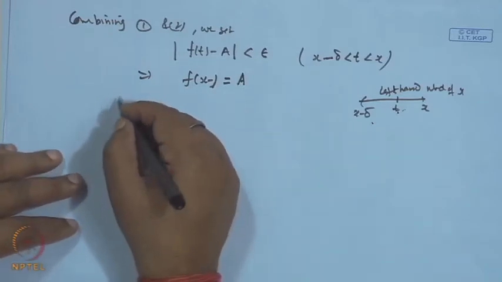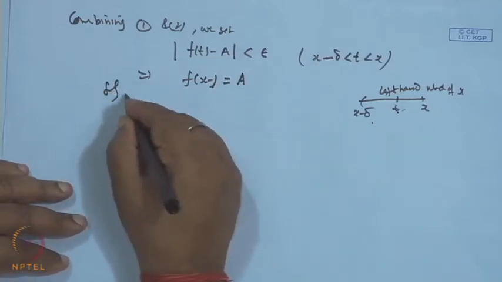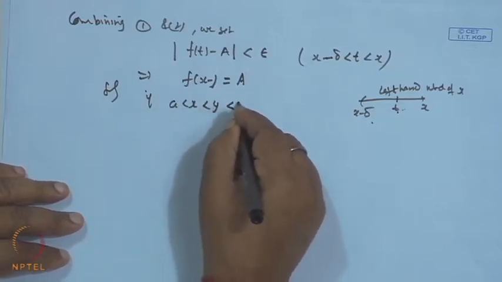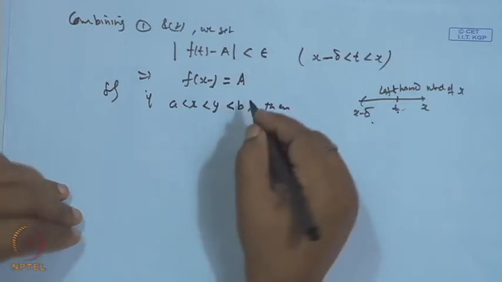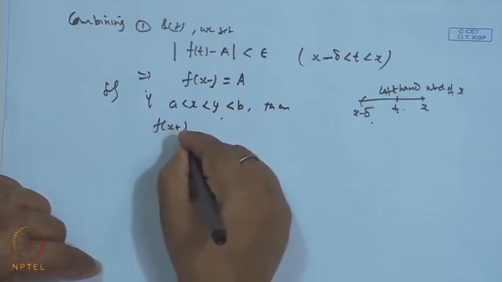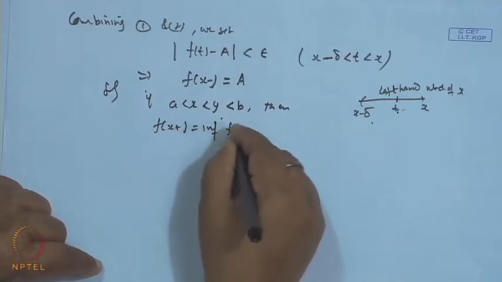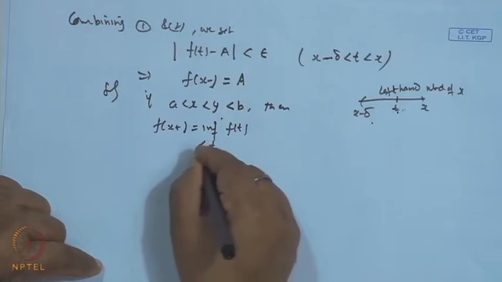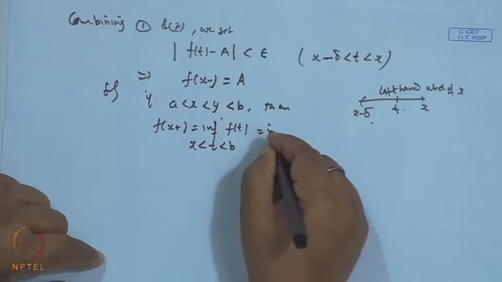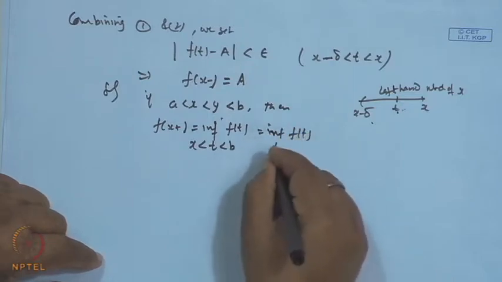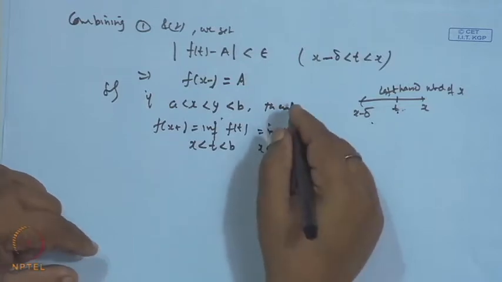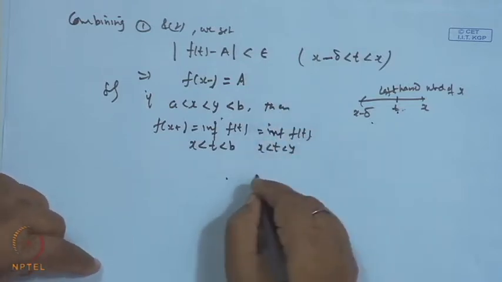Similarly, we can prove the other side. Similarly, we can show that if a is less than x, less than y, less than b, then the right hand limit of this is the infimum of f of t, where t lies between x and b, and this is the infimum of f of t when t lies between x and y. Okay. So, using this and others we get the results.